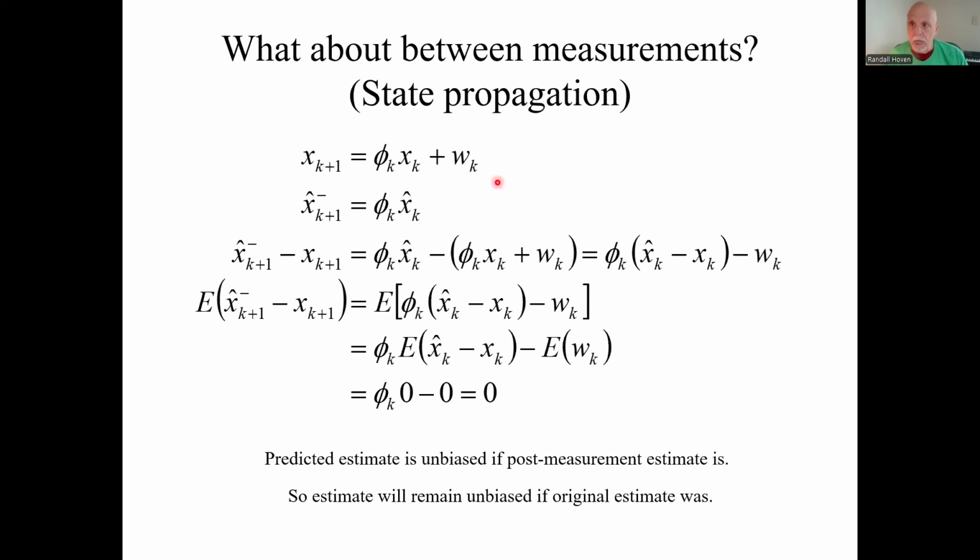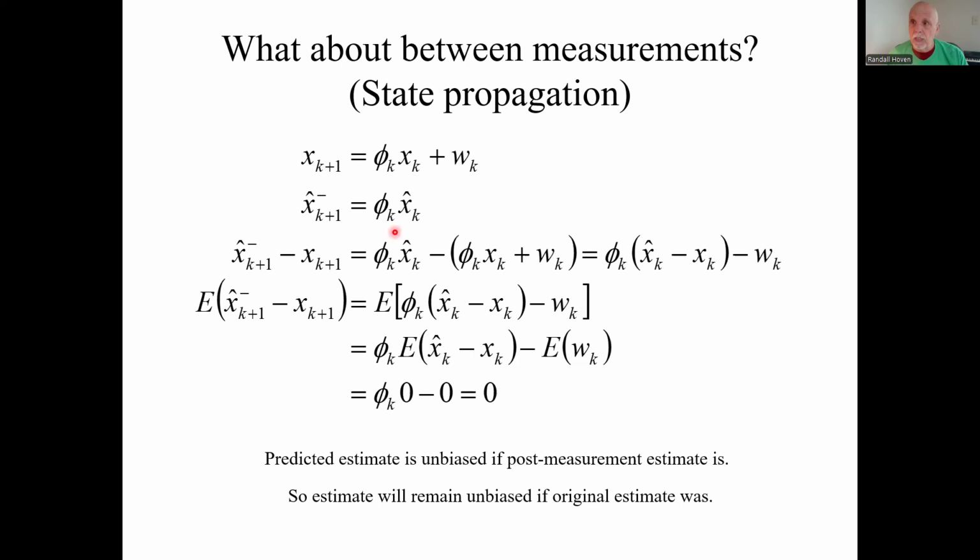Here's the state equation from the system model. Well, it makes sense if you're going to estimate this, and this w is a zero mean random vector, that you would just make your estimate this Φ sub k times your previous estimate. As you go from k to k plus 1, you take your estimate at time k, multiply it by this Φ, and that's what you expect the state to be at time k plus 1 before you get the measurement at time k plus 1.